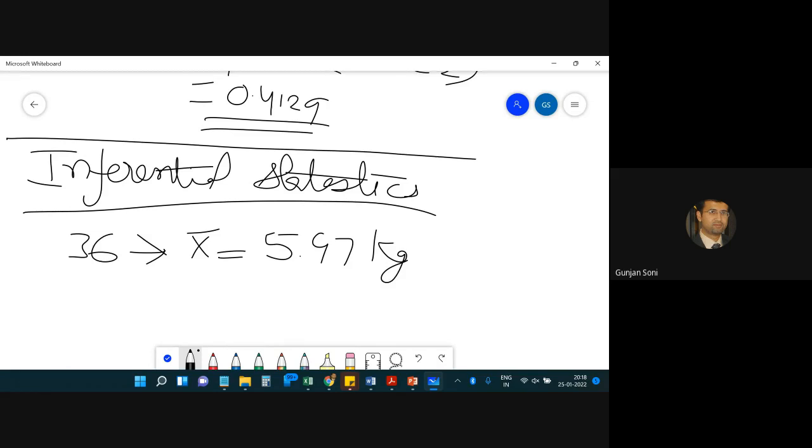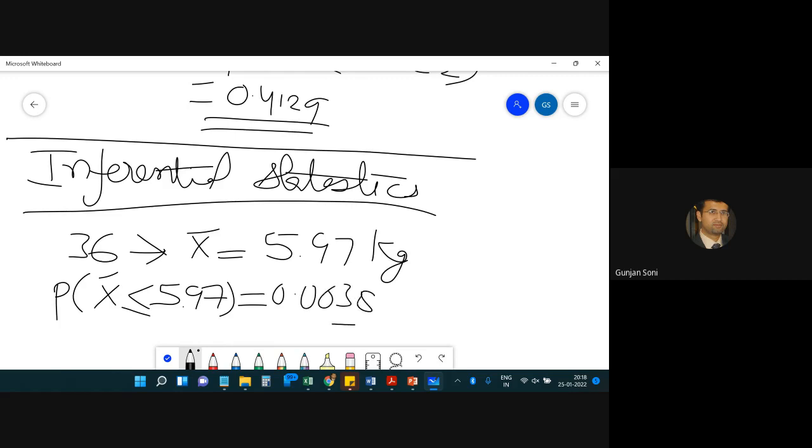And let's say you find out the probability that x bar is less than 5.97. आप जानना चाहेंगे कि इससे कम वेट के भी हैं क्या, या आप ये कहना चाहेंगे कि you want to find out, with this mean and certain standard deviation, what is the probability that you get cans which are smaller, lesser than this? So let's say the probability comes out as 0.0038.